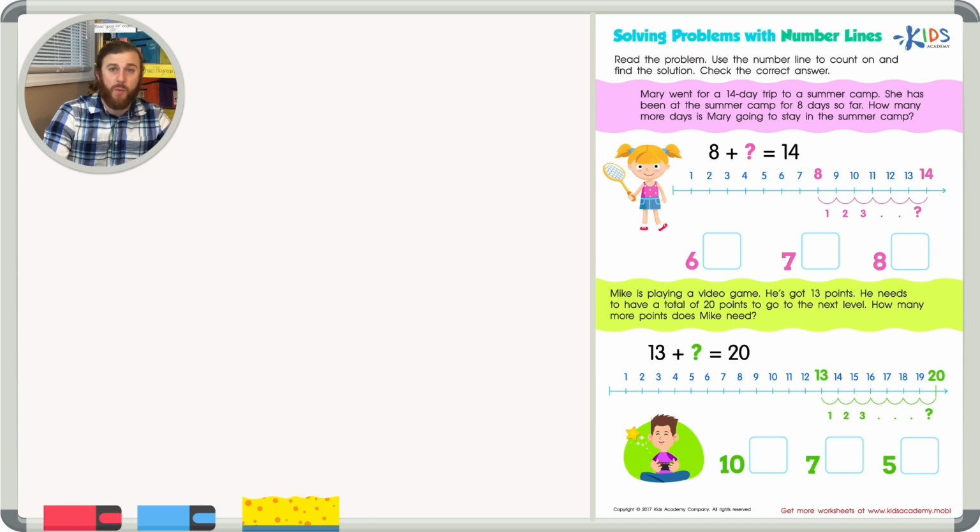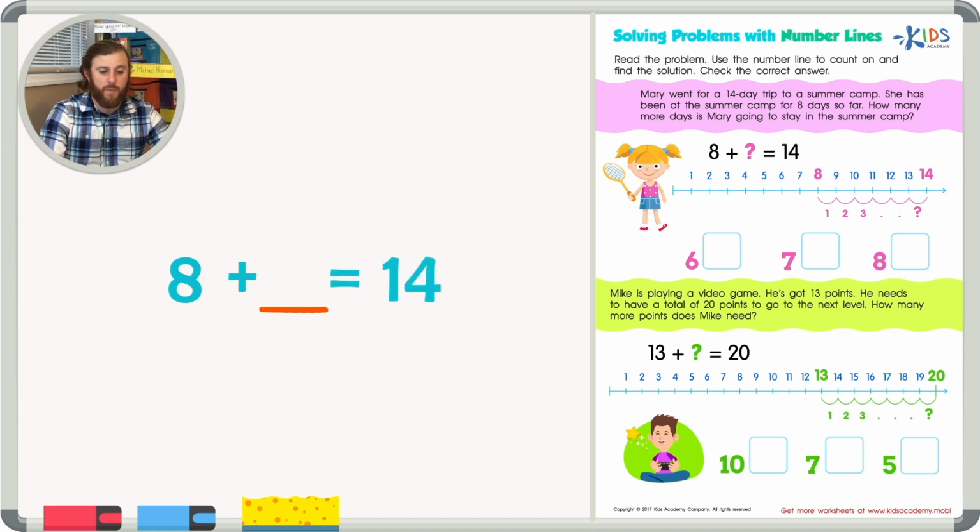Okay, in this problem we know Mary has been at the summer camp for 8 days. We don't know how many more days she's going to stay at the summer camp, but we do know she has been there for a total of 14 days. Let's use our number line to help us count on and figure out how many days are left in Mary's trip. So we'll be counting from 8 up to 14. 8, 9, 10, 11, 12, 13, 14.